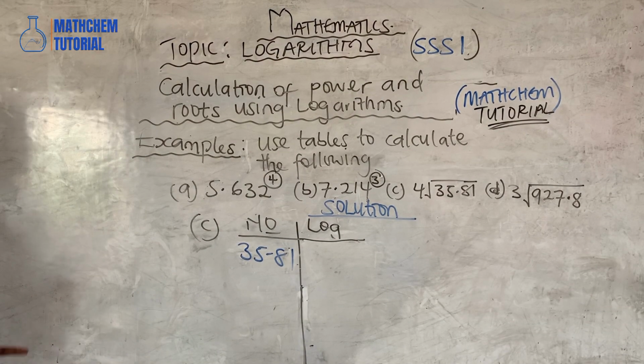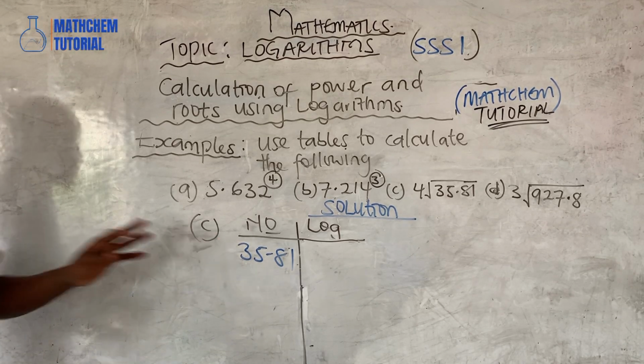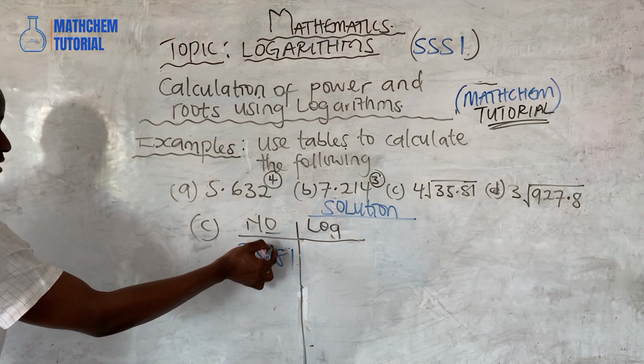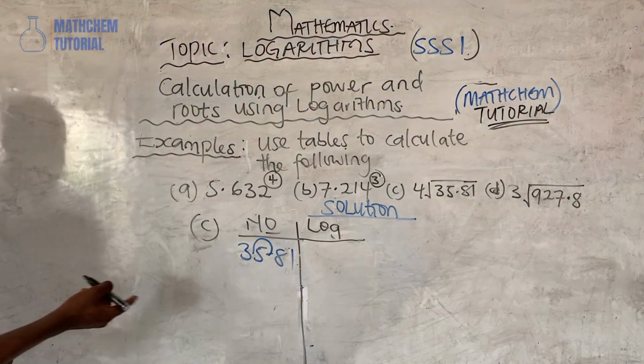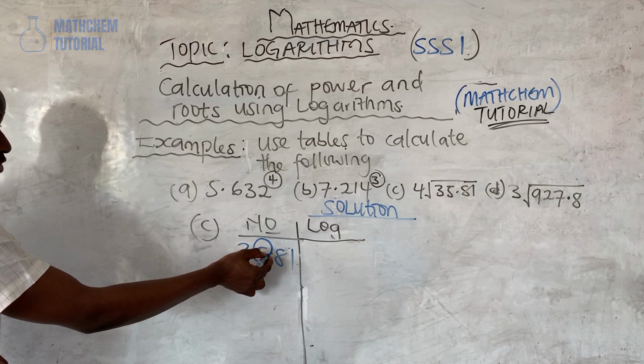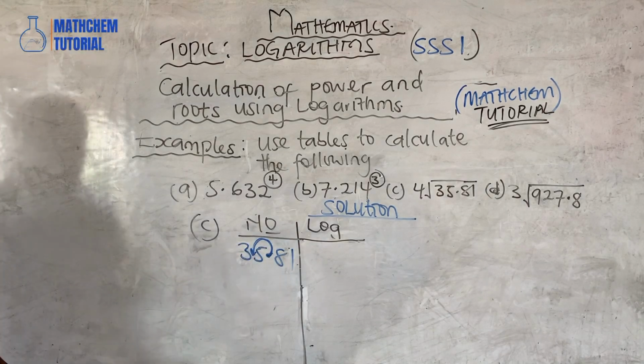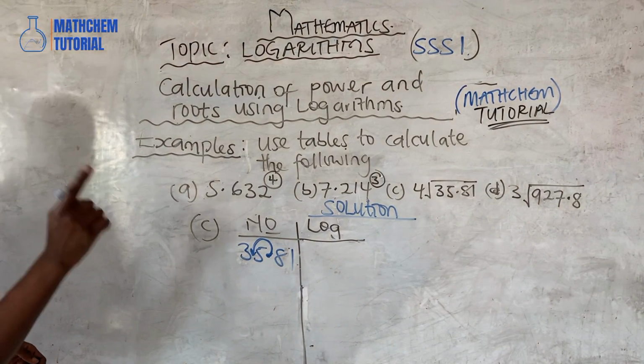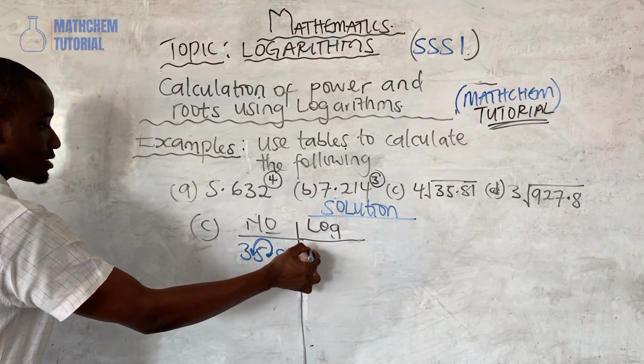Now this is example C, which is the number 3, which says 4 root 35.81. Remember, this decimal point needs to be carried to this first integer, which is the 3. The first integer here is 3. So I need to shift the decimal point from here to this place. How many times am I shifting it? Once. So that will be 1 point.